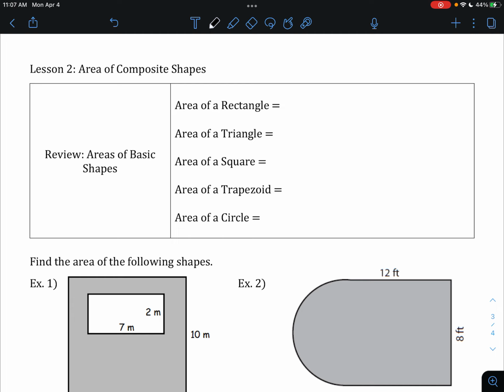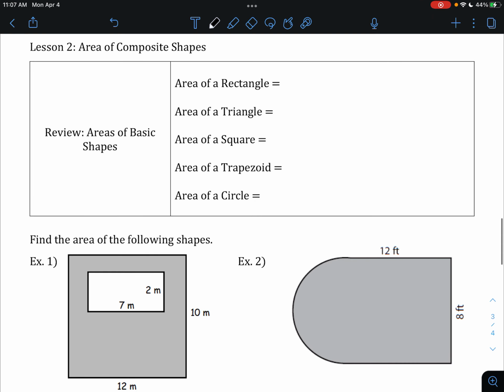So the area of a rectangle is always the base times the height. Sometimes this is called length times width. We're going to always say base times height in this class. The reason for that is that when we have the area of a rectangle, that directly relates to the area of a triangle, because the area of a triangle is 1/2 of the base times height.